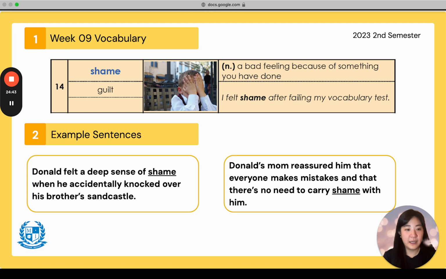Shame. Everyone say shame. And the synonym is guilt, and it is a noun that means a bad feeling because of something you have done.